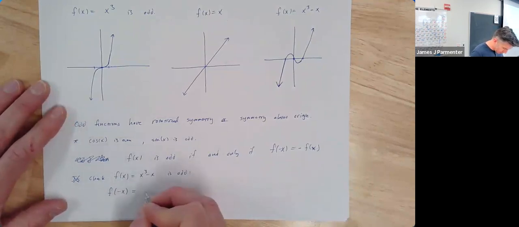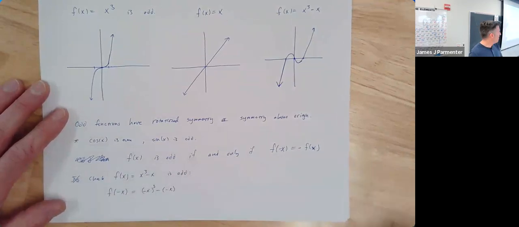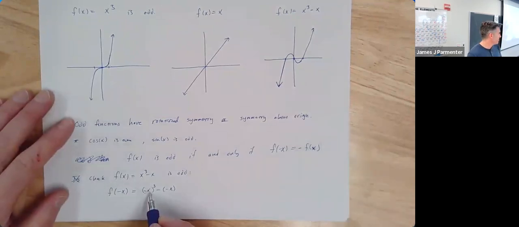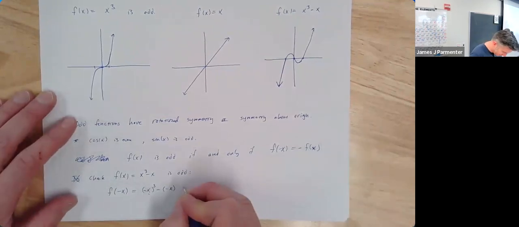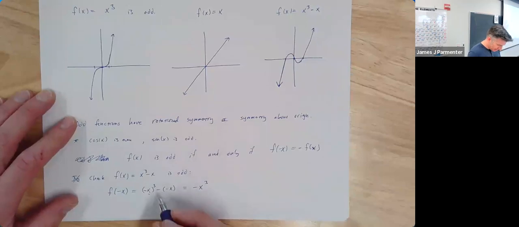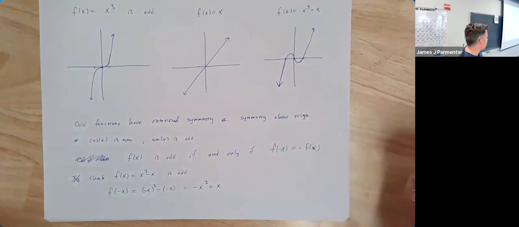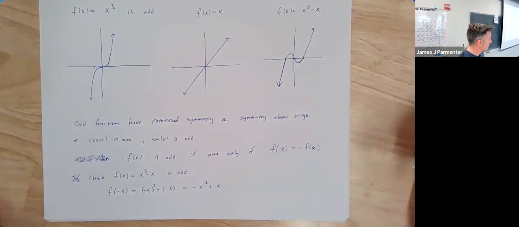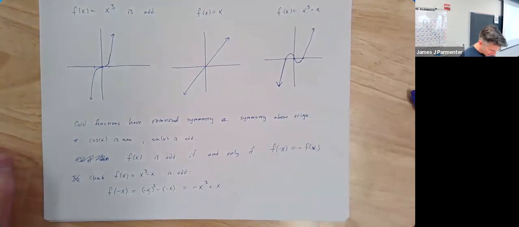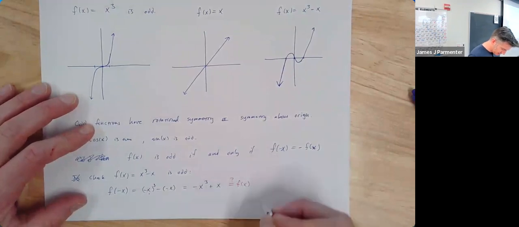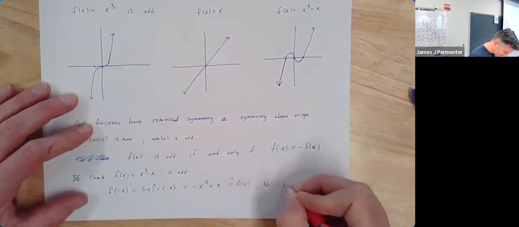And that's going to equal negative x quantity cubed minus negative x. Then I'm going to simplify it before I start asking myself what it is. Negative x times negative x times negative x is negative x cubed. And minus negative x is positive x. Then I like to ask myself, is this even? Did I end up with the same function I started with? Definitely not. I usually write, is this equal to f of x? And the answer is no. So it's not even.